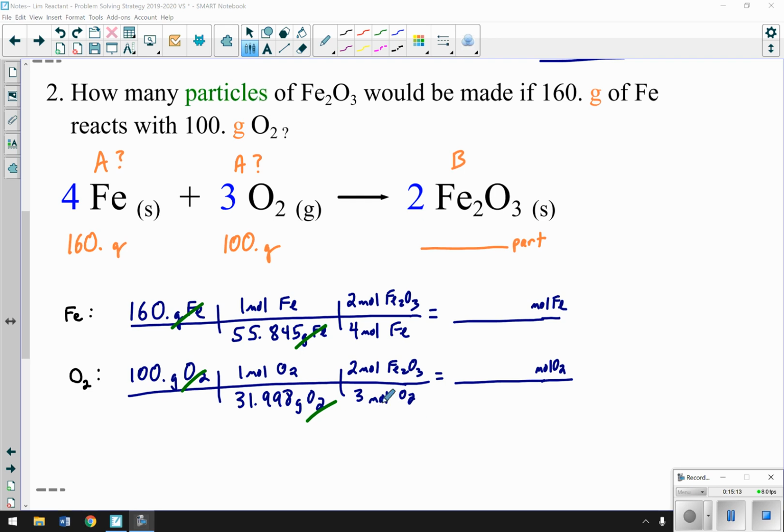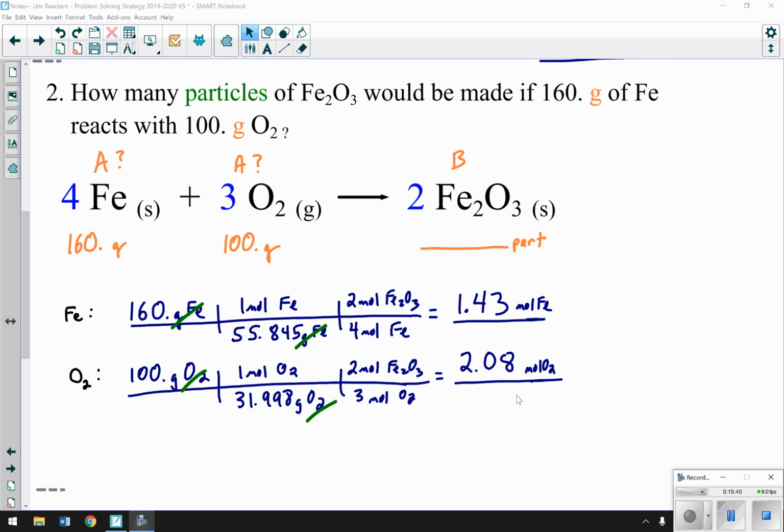Okay, let's do the math. So 160 divided by 55.845 times 2 divided by 4, right? Anything in the denominator you're dividing by. That'll give us those moles. That was 1.43 moles of iron. For oxygen, 100 divided by 31.998 times 2 divided by 3, and I get 2.08 moles of oxygen.